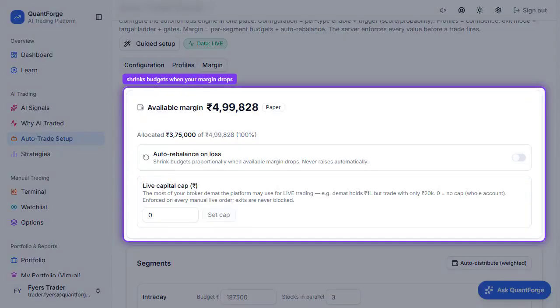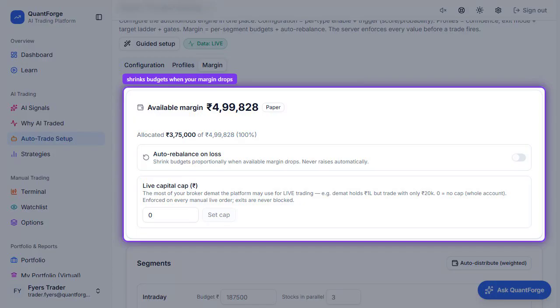This card, Auto-rebalance on loss, has its own switch. A quiet guardian. Turn it on and, if your available margin drops because trades went against you, the platform shrinks every budget proportionally to match the smaller pool. It keeps your allocation honest as the account moves.